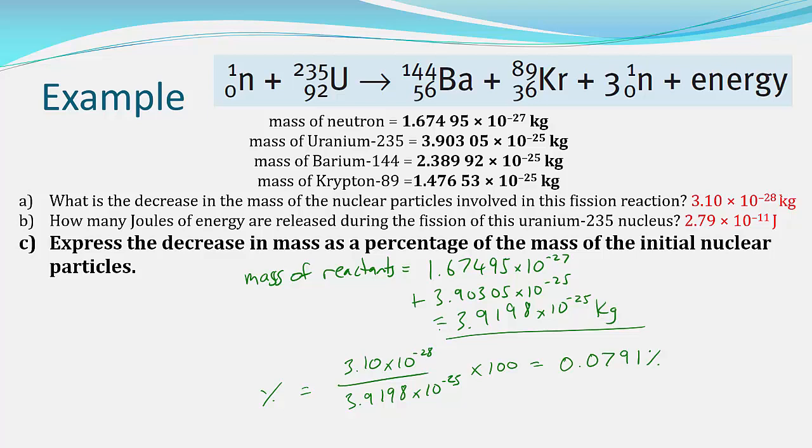The point that we're making here with these questions is that, for starters, the amount of energy that's released in one fission reaction is actually quite small. It's times 10 to the negative 11. But remember, this is one reaction. And the difference in mass is 0.0791%. So the decrease in mass is also very, very tiny. But as the next part of this question will demonstrate, this is actually a huge amount of energy, relatively anyway.